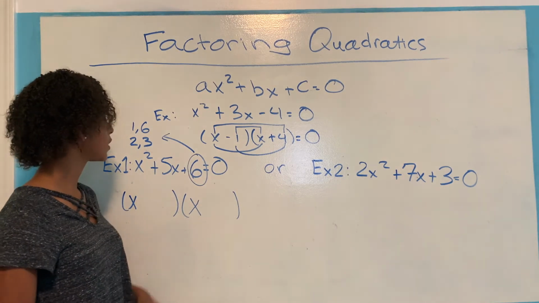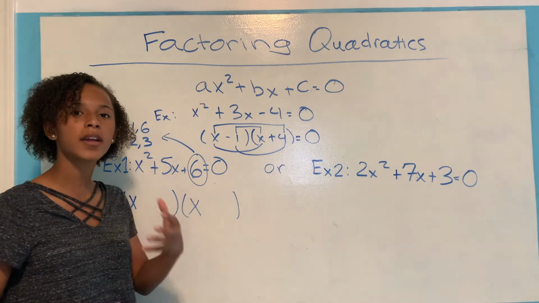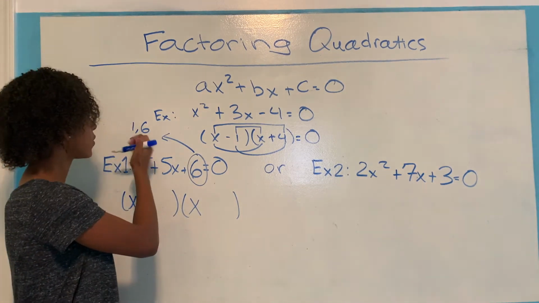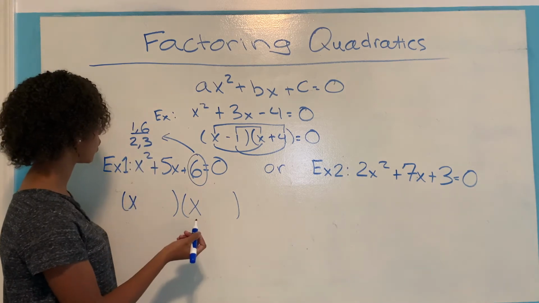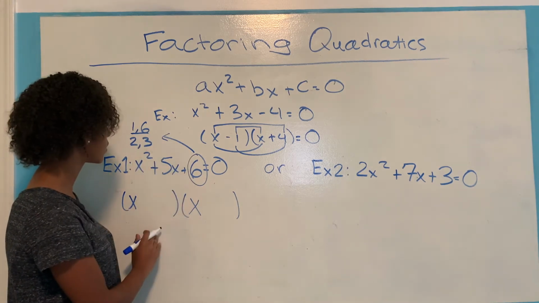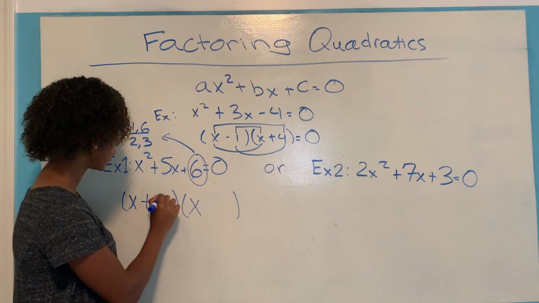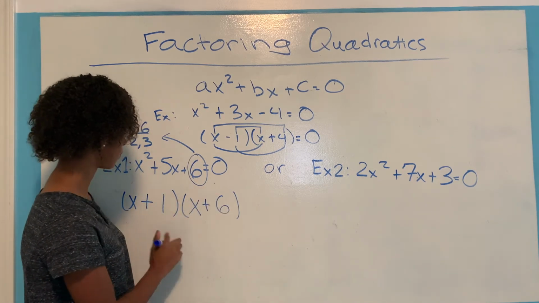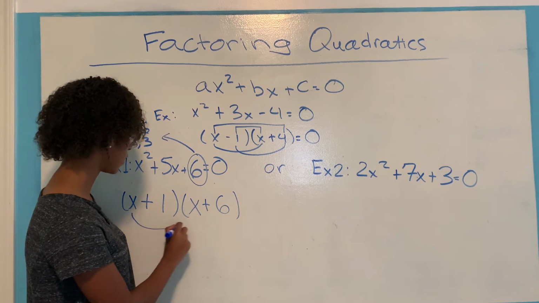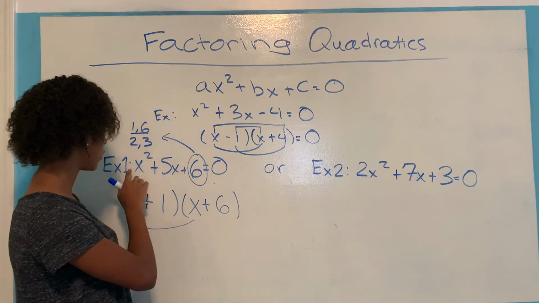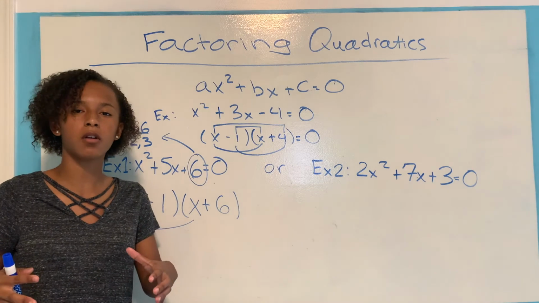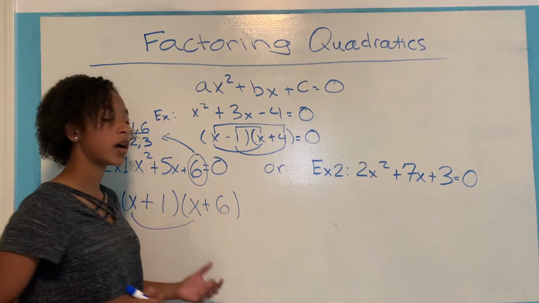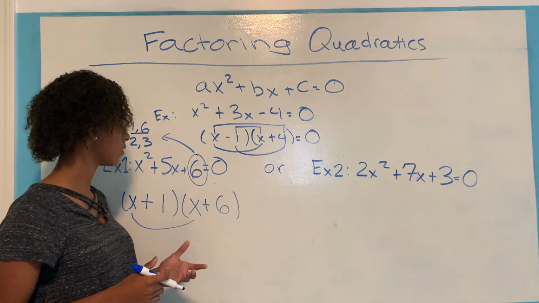All right, so let's start trying to figure out which one could go in these parentheses. So let's start off with this first pair that we see, this 1 and 6, and since this is positive, we can go plus 1 and plus 6, right? So let's test it. We know that if you multiply these two together, you get x squared, so we're great to start off with, right? And then if you multiply 1 times that 6, you know you get 6.